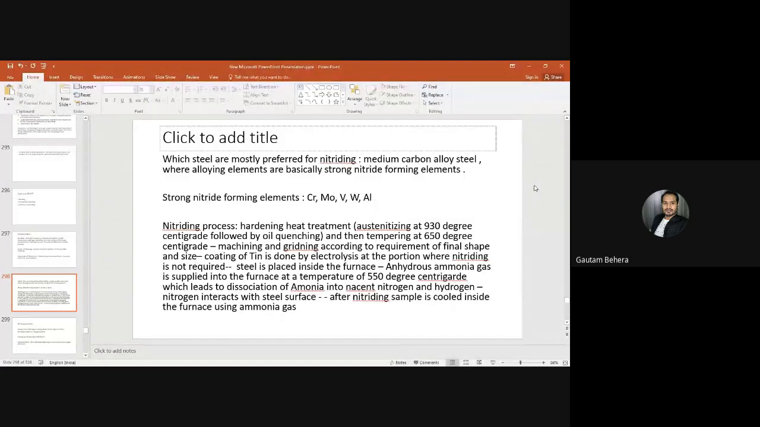Fine, no problem. Thank you, sir. But these are the alloying elements which form strong nitrides. You have to remember that.